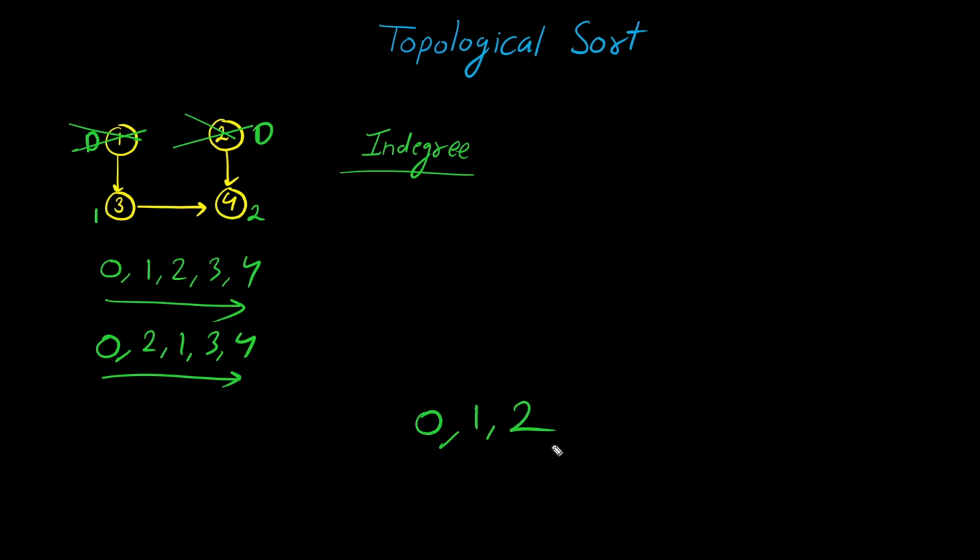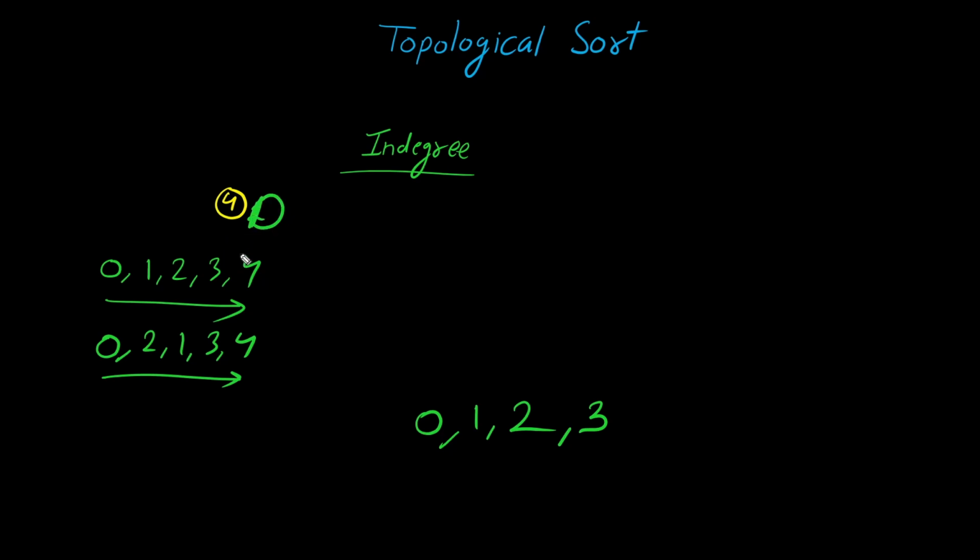1 and 2 are in the output. The graph would look something like this, and the in-degree would change this time. It would become 0, and over here it would become an in-degree of 1. Now we can remove the node with in-degree of 0. So 3 goes to the output, it's removed from here. The graph looks something like this.